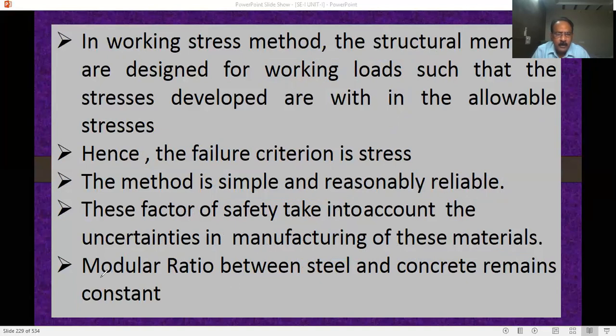And one more important point: the modular ratio between steel and concrete remains constant here. Modular ratio between the steel and concrete remains constant. Do you know what a modular ratio is? Okay. See, next slide.